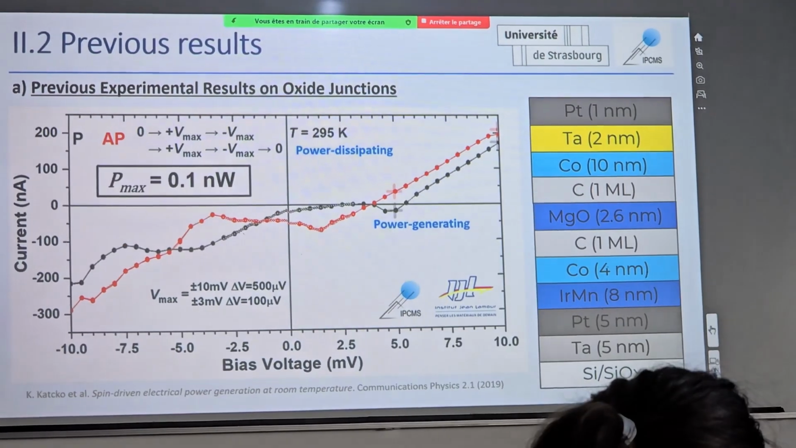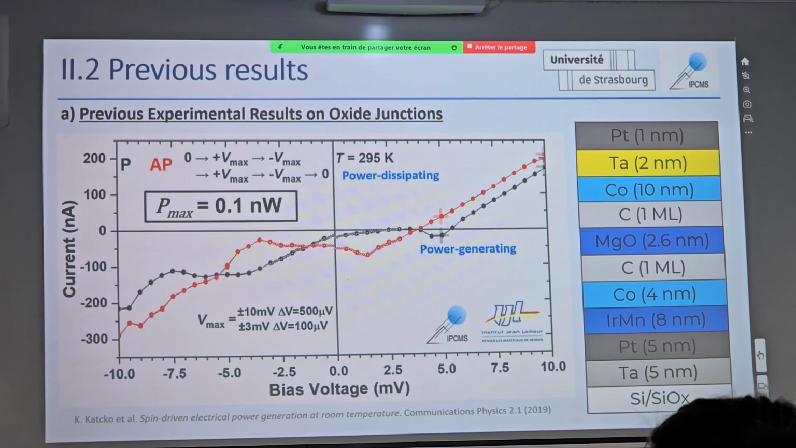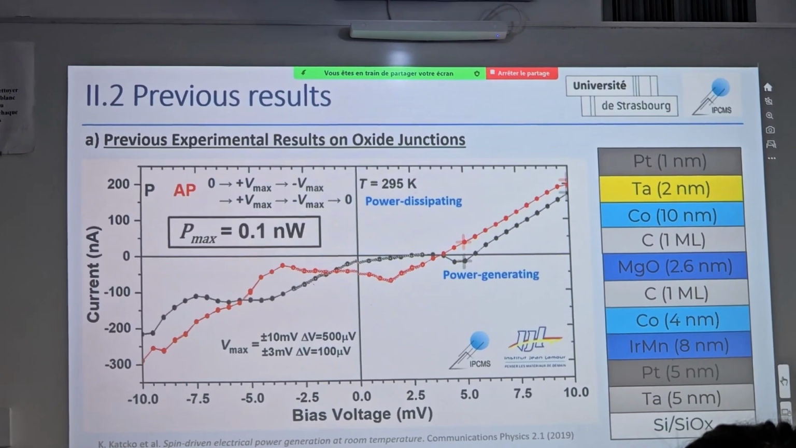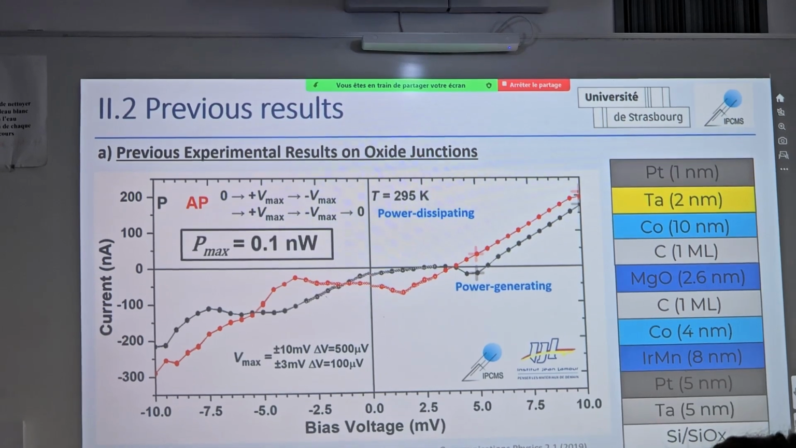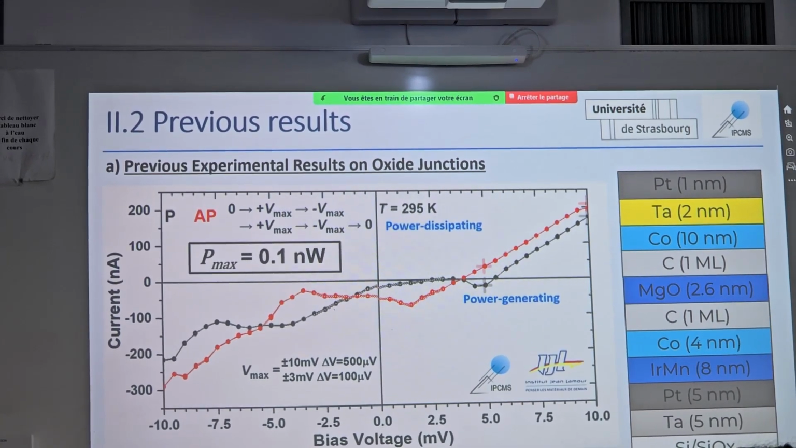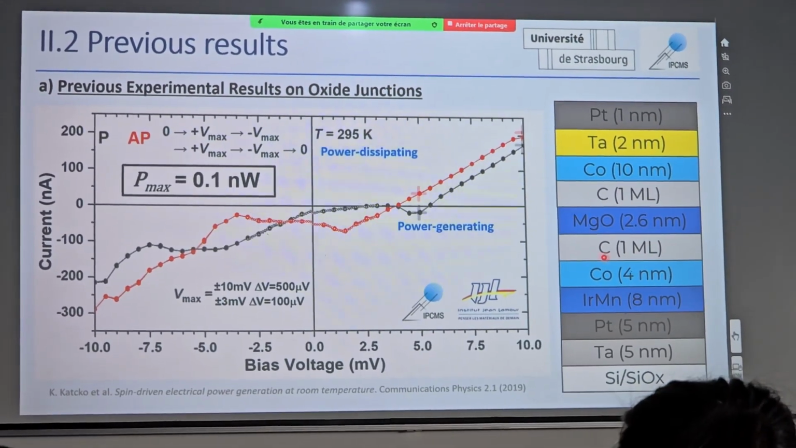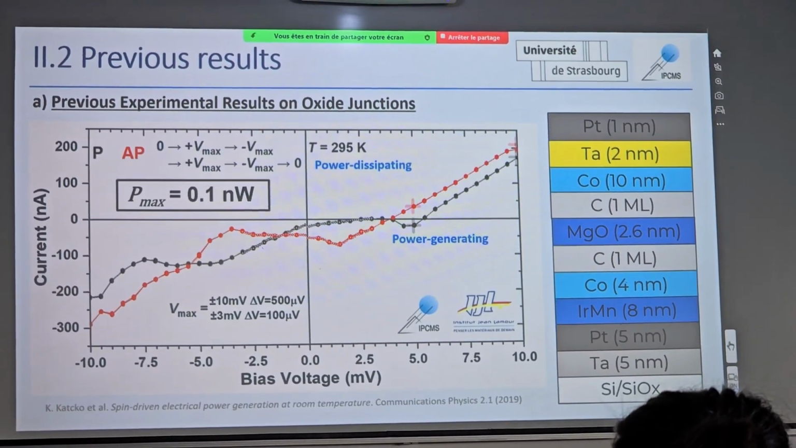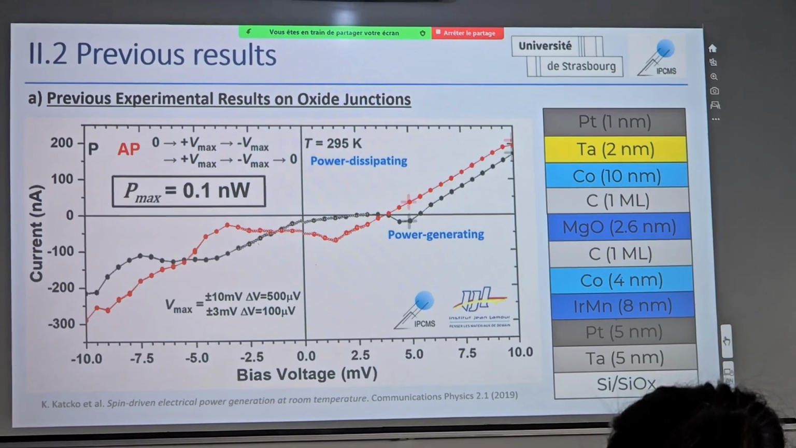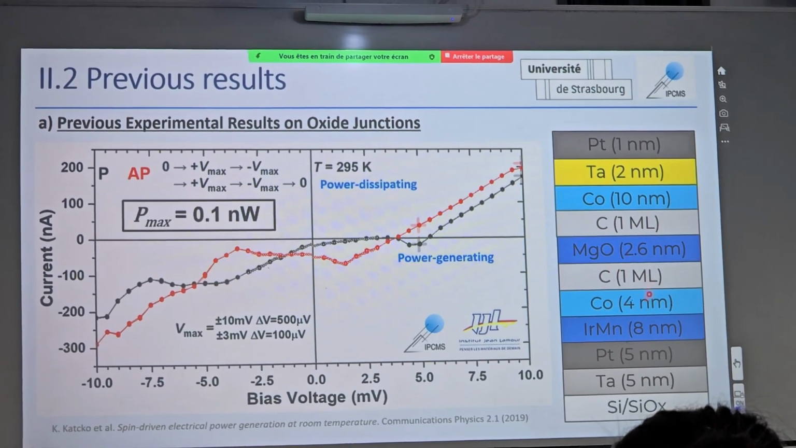So, with this concept in mind, let us review the results my team obtained before my arrival at IPCMS. The first experiment was obtained on NGO junctions, for which the stack is presented over here. And this stack presents two crucial ingredients. First, a small carbon layer that is coating the cobalt electrode, which is called the spinterface. This coating is mainly used to allow for a narrow energetic bandwidth between the electrode and the tunnel barrier, and also to enhance spin selection. I will further explain its special behavior in the following.